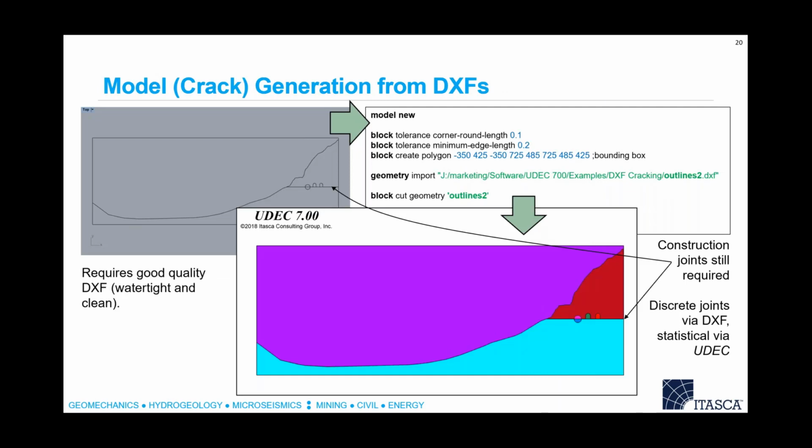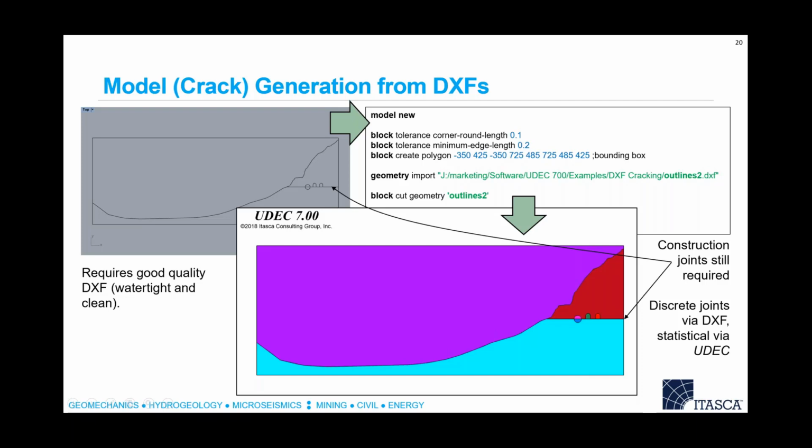It's now much easier to model cracks using DXFs. So here's an example of a DXF where we've got a slope, a valley, and in this case, a number of tunnels. One thing I want to point out, for those who are familiar with UDEC, is that it's still important because we're generating cracks. So it's important that the cracks are through-going. In this case, although these tunnels are in essentially solid rock, we need a geometry or a construction line or crack to enable us to create a block relative to that crack.